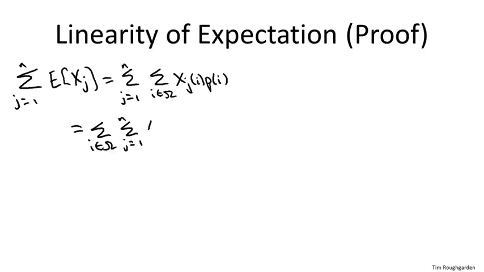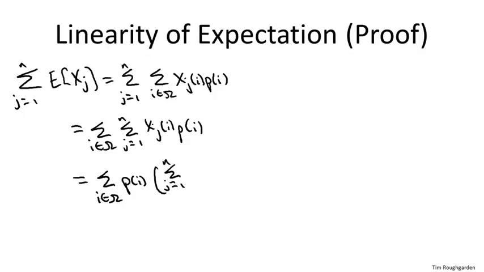And now instead of summing first over the random variable j and then over the realized outcome i, I'm going to do it in reverse order. I'm going to sum first over the outcome i and then over the random variable j. Now the probability of outcome i is independent of j, so we can yank the p of i outside of that inner sum. But now what have we got?